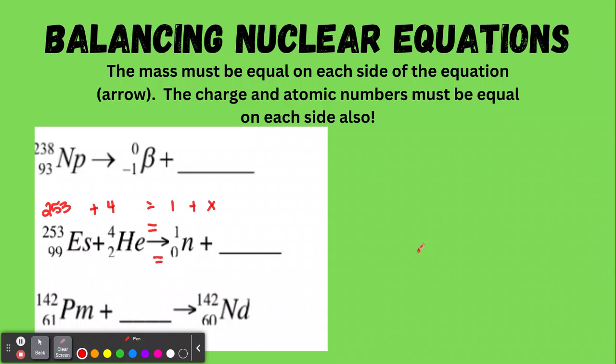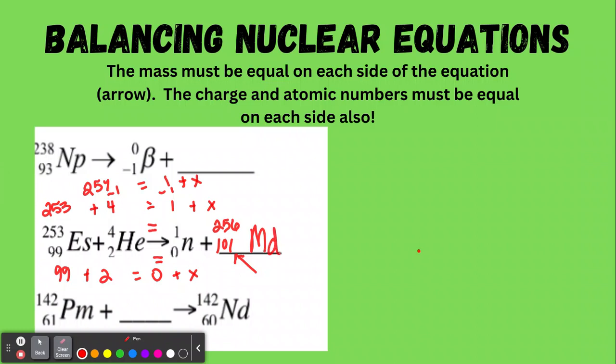So if it's on the same side of my equals, I'm going to add it together. So essentially I have 257 equals 1 plus x. Well, then if I subtract 1 and subtract 1, I have 256 on top over here. Okay, down here I've got 99 plus 2 equals 0 plus x. So on this side, if I add those together, I get 101. Then once again, I'm going to look for 101 on my periodic table, and that is going to give me my element symbol of Md.